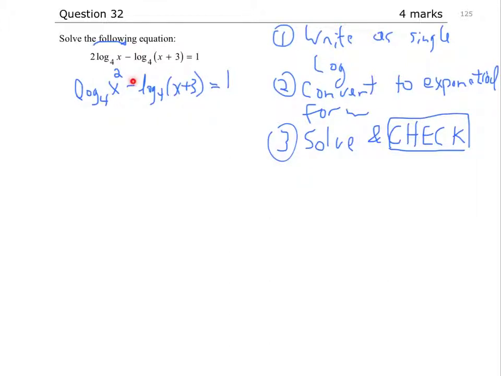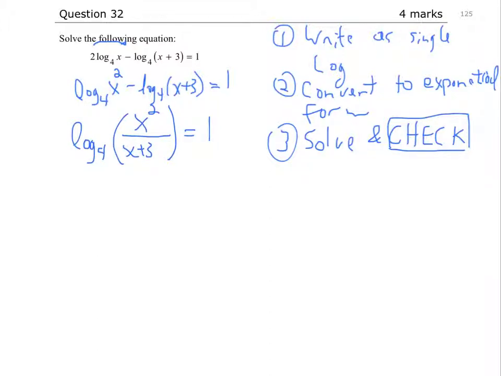And this subtraction can be written as a single logarithm using division. Whatever you do, don't distribute log. It doesn't distribute. Log is a function, so it doesn't distribute. So subtraction as a single logarithm becomes division. So this is log base 4, the top is x squared, the bottom is x plus 3, and this equals 1.